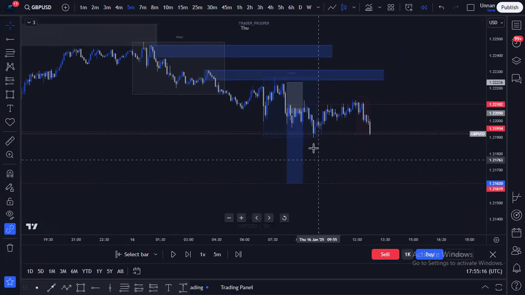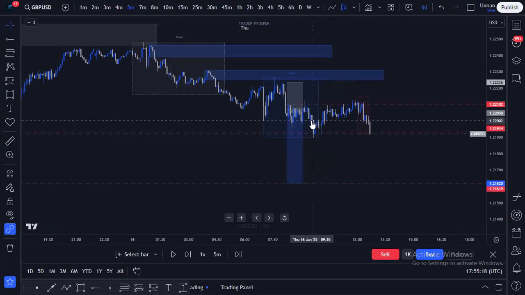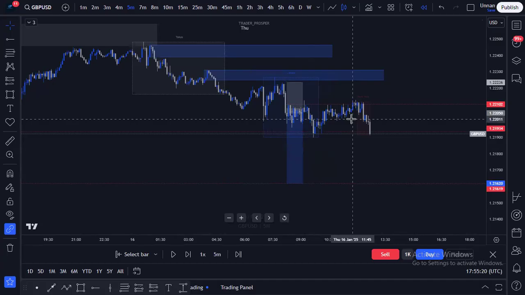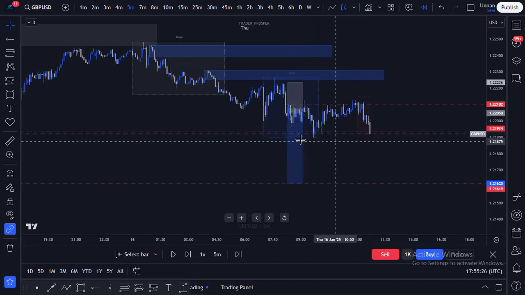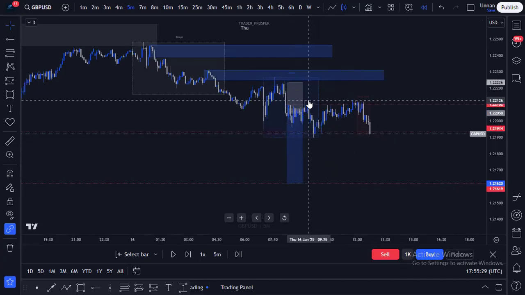All right, and that hasn't even really given us a lower high. A lower high hasn't yet formed. This was a lower high when it made a lower low here. This was a lower high, and this was another lower low. This was the time I was supposed to move my stop loss to break even.